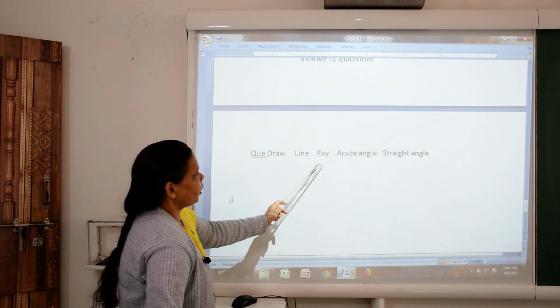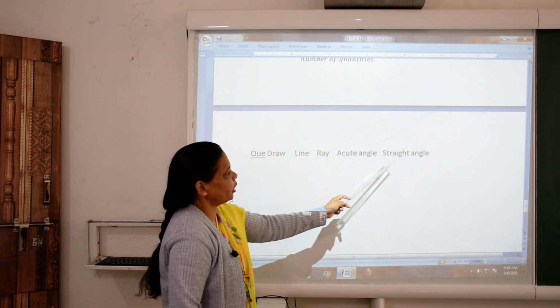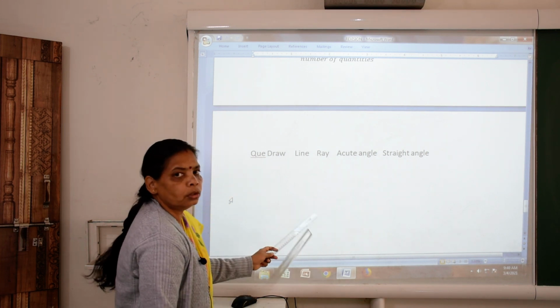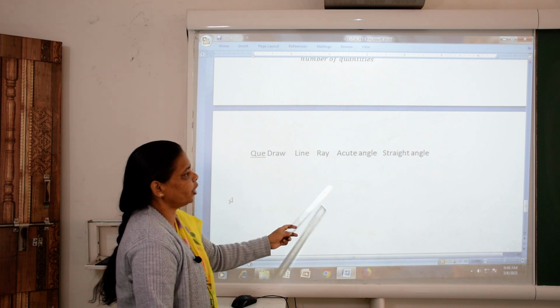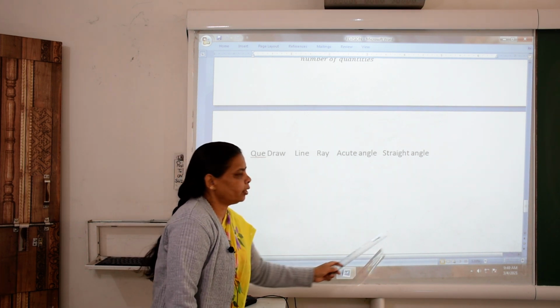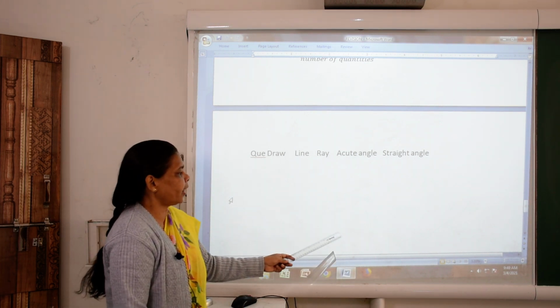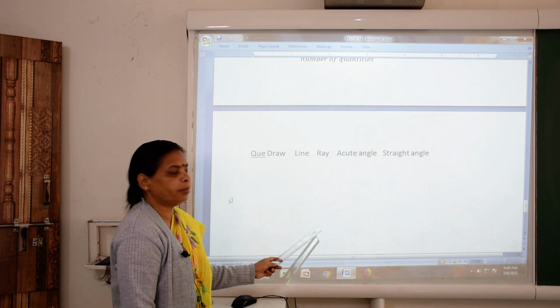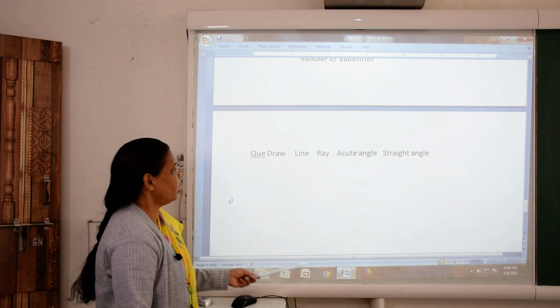Draw a line, ray, acute angle and straight angle. Acute angle, you know, is less than 90 degrees, and the straight angle is the opposite. When two rays are placed in opposite directions, this one is the straight angle. The measurement of a straight angle is 180 degrees.